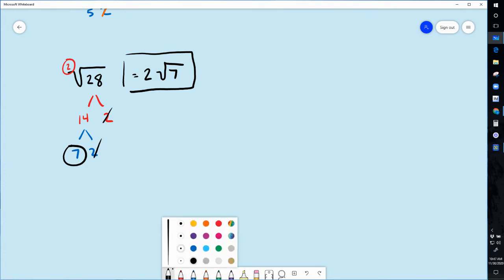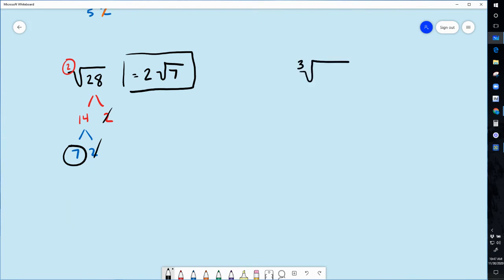Let's talk about what if it was a cube root, right? So let's do the cube root of, let's say, 32. Okay, the cube root of 32. Notice we have a 3 here instead, but we're going to make a factor tree first. So let's go ahead and just make our complete factor tree. I'll say 16 and 2, and then 8 and 2, and then 4 and 2, and then 2 and 2.